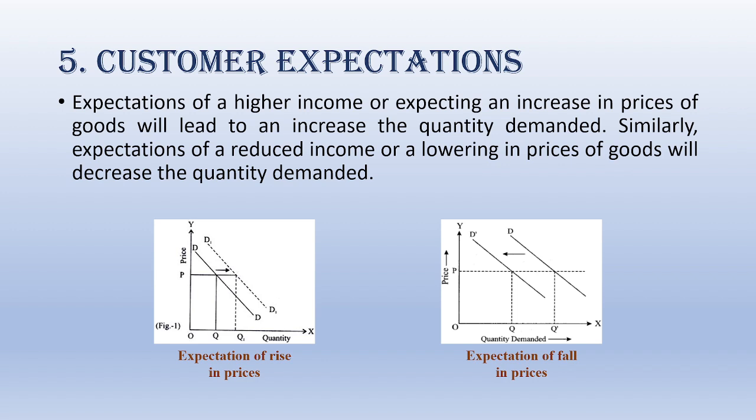On the other hand, if I am expecting the prices to fall in the coming future, then I would not be buying the same commodity currently. In that case, my demand would decrease and the demand curve would shift from D to D dash. That would be a leftward shift. So that's all for today. These are the determinants of demand.